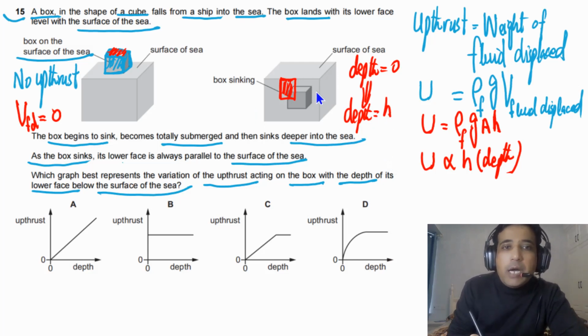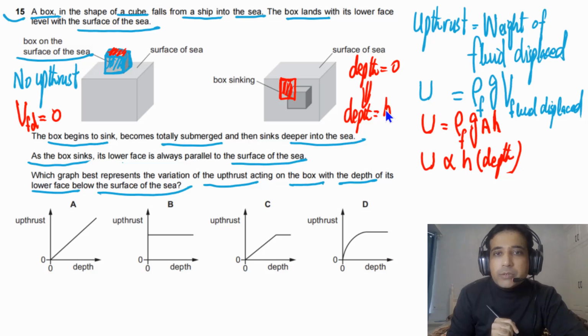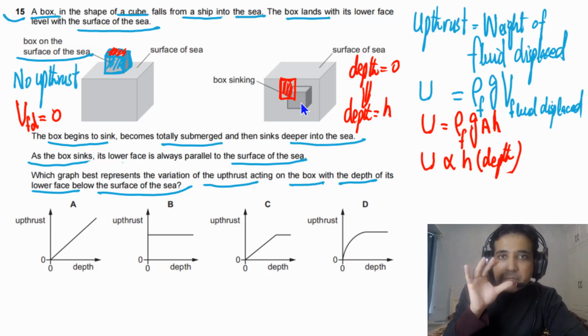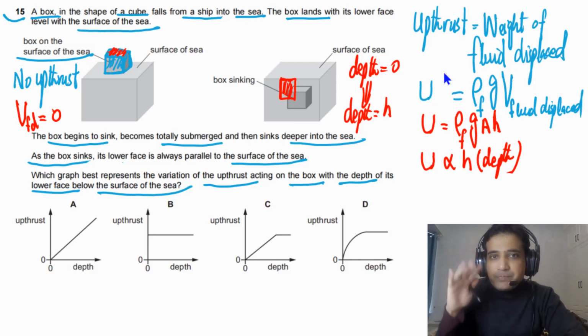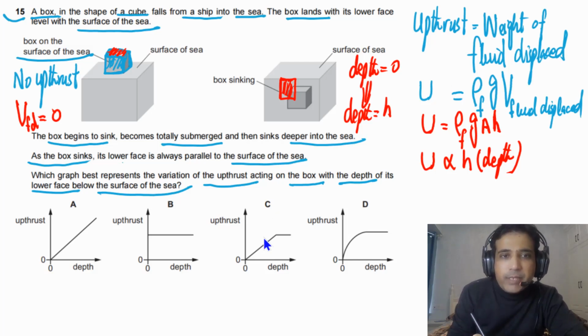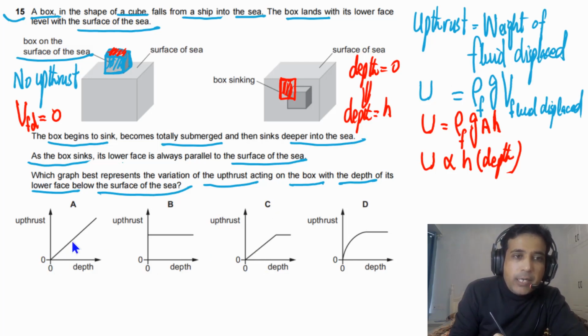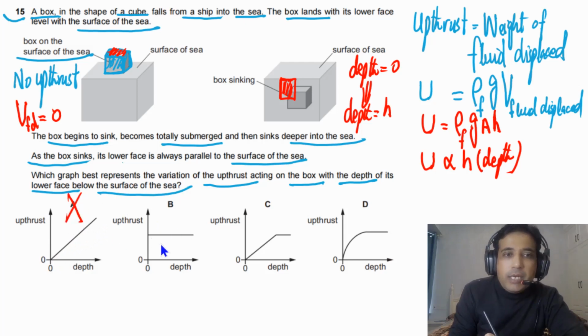After that, upthrust will be constant, because the volume of fluid displaced will stay constant, g is constant, and the density of fluid is constant. So anywhere inside this water, the upthrust on this cube will be the same. After h, upthrust has to be the same. Now you can simply find the answer. One option says upthrust goes on increasing. That is not possible. Another says upthrust always stays constant. That is also wrong. Upthrust increases up to depth equal to h, and after that it is constant. This one is right.